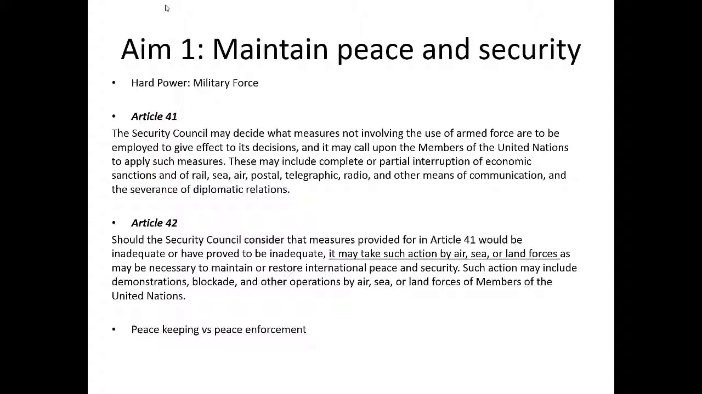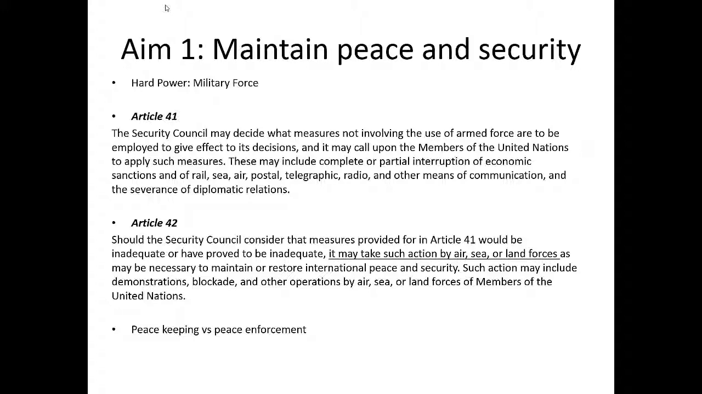What does this mean? Well, if we look more closely at a couple more articles from the Charter, Article 41: the Security Council may decide what measures not involving force could be employed. These may include the interruption of economic sanctions, of rail, sea, air, radio and other means of communication, or the severing of diplomatic relations. So what this is saying is that the Security Council might decide that when there is a conflict or a potential conflict, instead of armed force, here are a list of other actions that the UN might take.